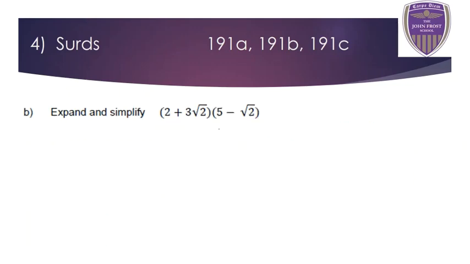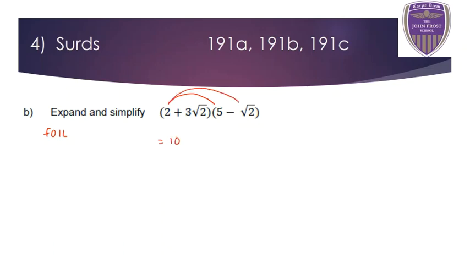Okay. So this one is also a double bracket. So again, I'm going to use FOIL to expand it. You can use a box method if you prefer. The two brackets don't contain the same terms, so I just need to multiply through using FOIL. So the first term is 2 times 5, which gives me 10.